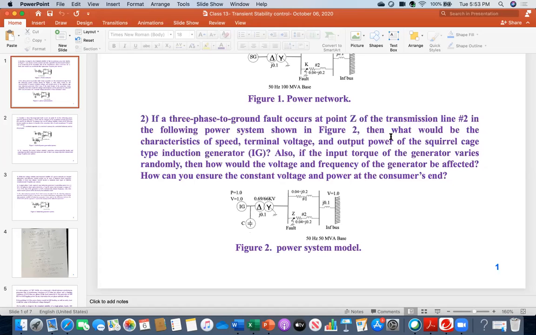But these are some transient situations. Fault is definitely transient, and input torque varying also. So it cannot do anything. It is always injecting the reactive power. It is always taking the reactive power from the system. That is its function. It does not have controllability beyond that point. So is this fine?